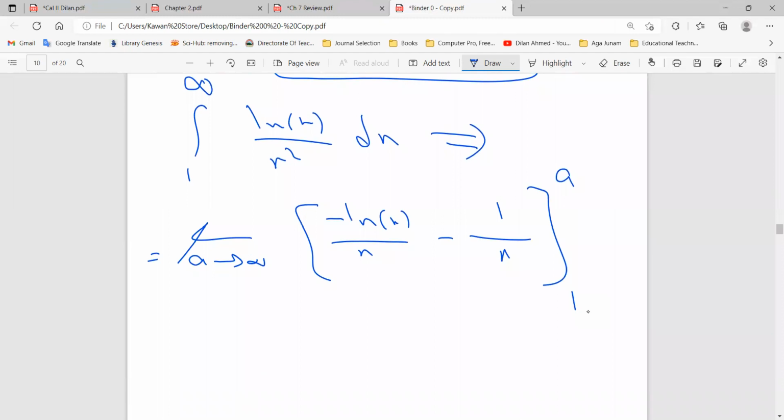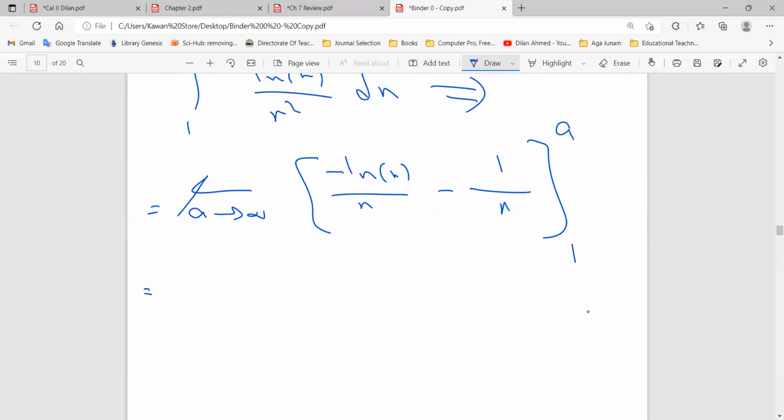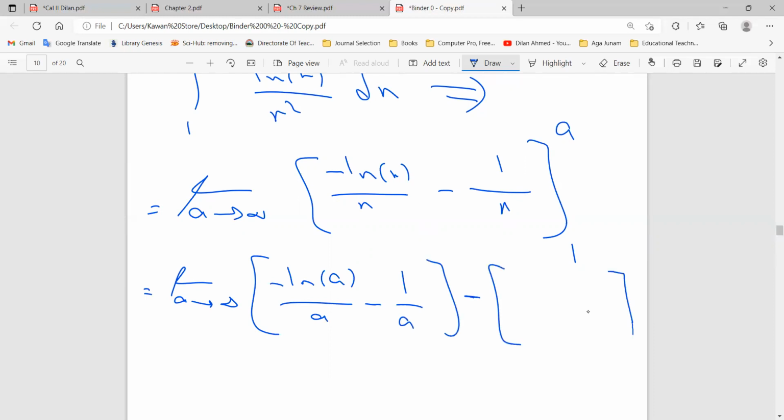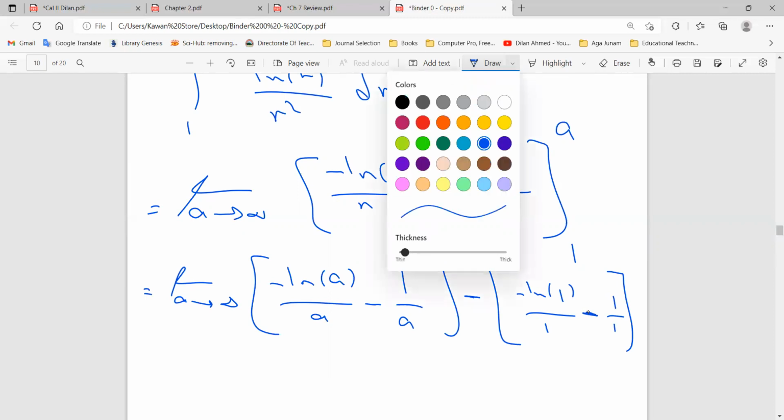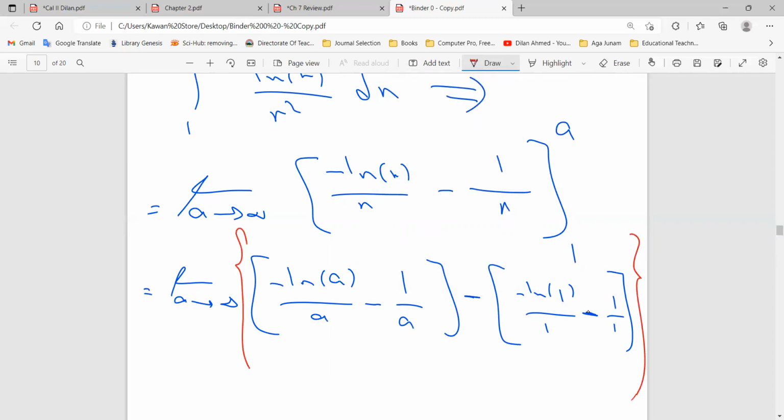Now it's time for the last step. By 8.1 we solve it, not 8.8. Now here is 8.8, in the last step. So I'm going to substitute, I'll get ln of a over a minus 1 over a, minus ln of 1 over 1 minus 1 over 1. I just substitute the boundary, upper minus lower.